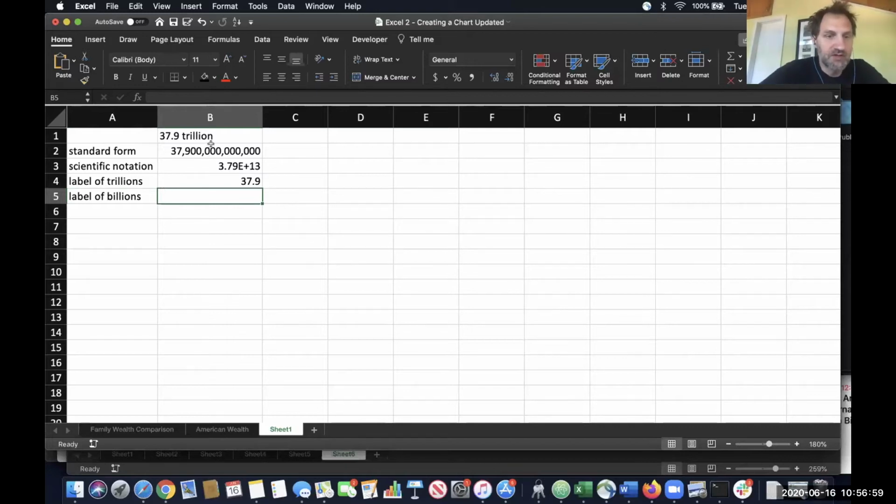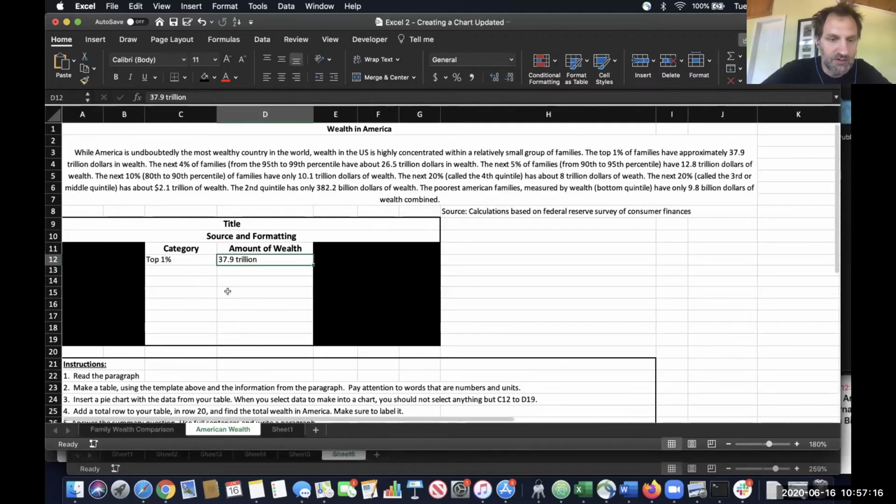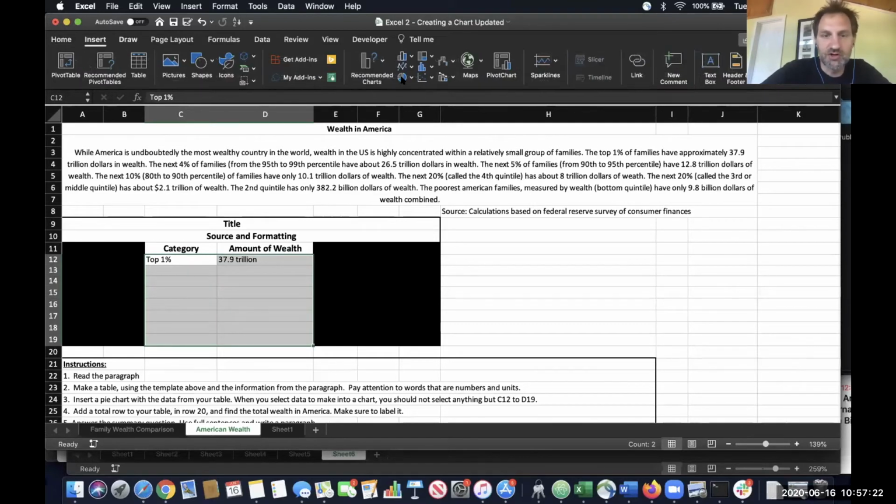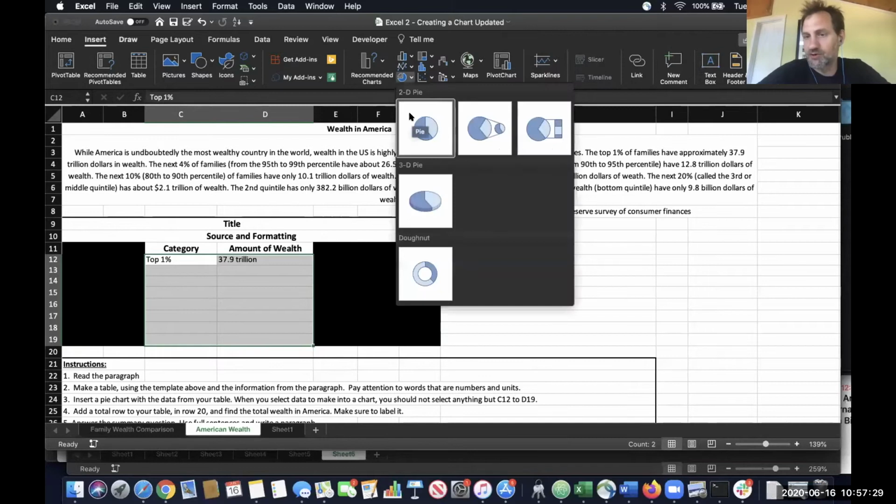So for a lot of people, either of these are going to be the easiest way to do the problem, instead of thinking in labels of trillions or billions. But if you want to push yourself, this is an interesting challenge to work at. So once you have that, you're going to highlight all this information, go to insert here, and then there's a little pie chart here, and just click on the first one. That'll make the pie chart for you.